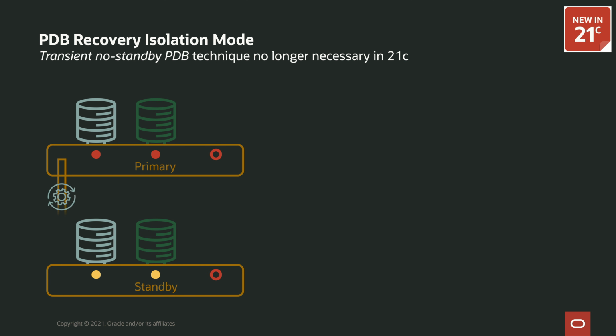Recovery Isolation Mode is an enhancement to DataGuard introduced with 21C. I'll show you how it works. Here we have an active DataGuard configuration with a primary CDB on top and the standby CDB on the bottom. We see the so-called media recovery process, or MRP, replicating transactions from primary to standby.